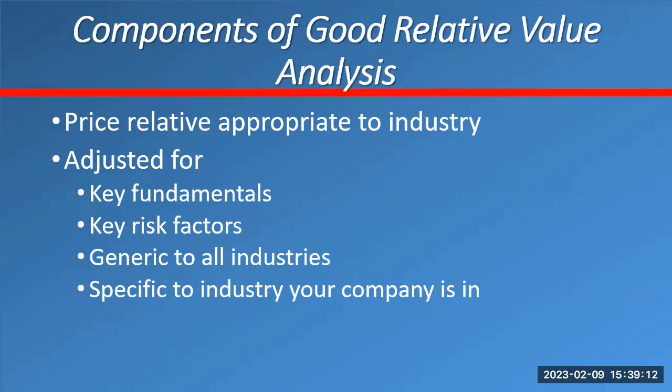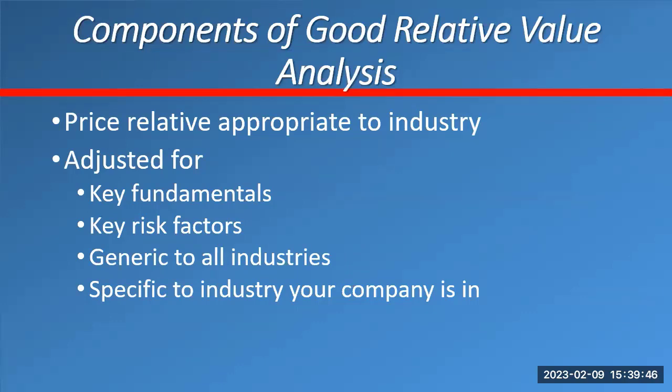So the key for relative value analysis is you're going to take some price, some value, and you're going to adjust it for fundamentals. How many rooms? Does it have a pool? You're going to adjust it for risk. You want to look at some factors that are maybe generic to all industries, but the better you can do is to look at ratios specific to your industry. The more specific you can get to the industry, the better insights you're going to get.